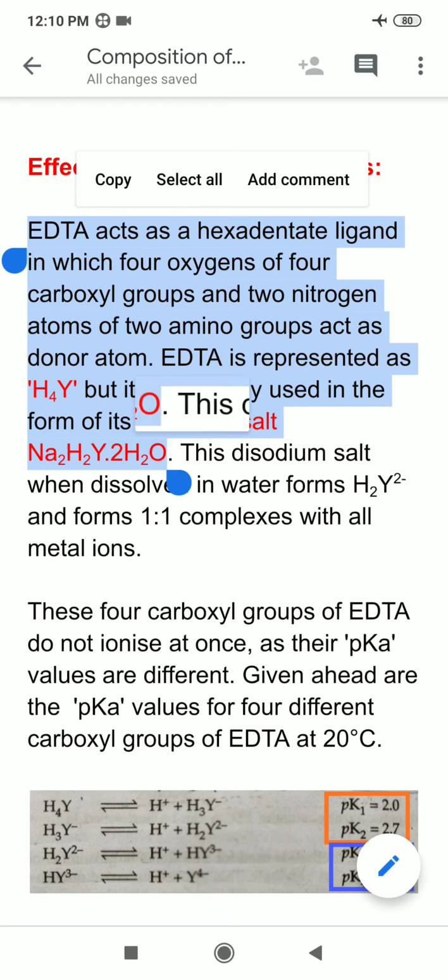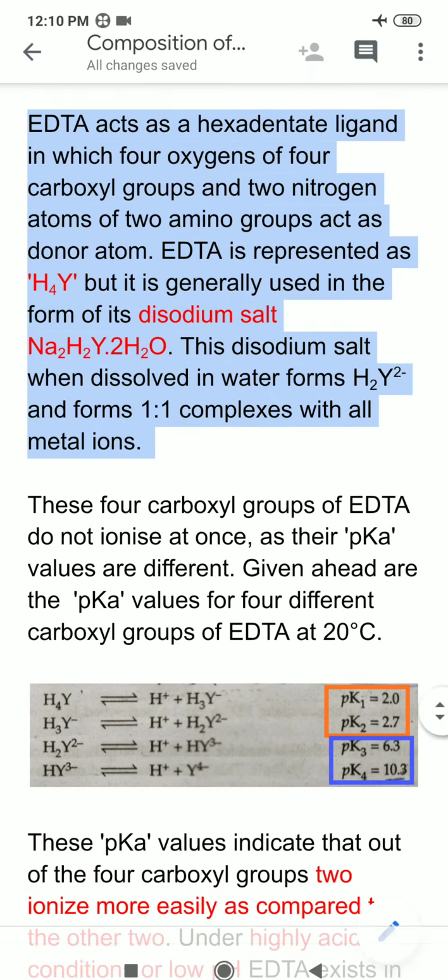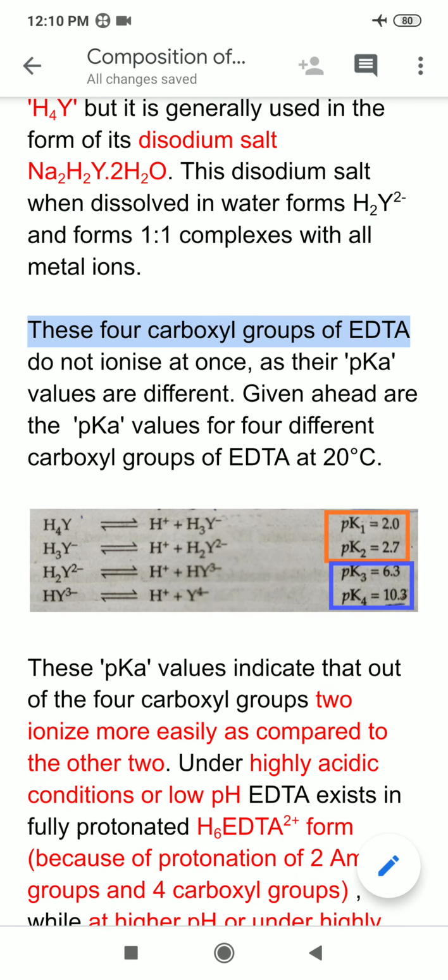This sodium salt, when dissolved in water, forms H2Y2- by removal of 2 sodium ions. If 2 sodium ions are removed from Na2H2Y, then we are left with H2Y2-, and this H2Y2- forms 1:1 complexes with all metal ions. Now, out of these 4 carboxyl groups of EDTA, they all do not ionize at once, they do not ionize simultaneously. Why? The answer to this question lies in their pKa value.